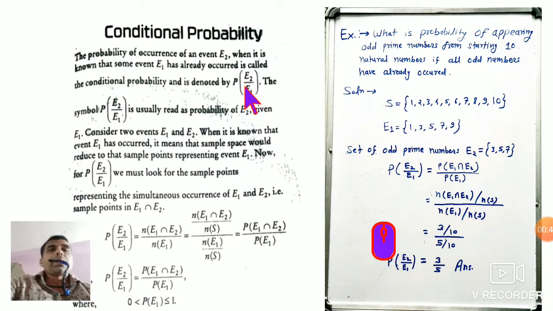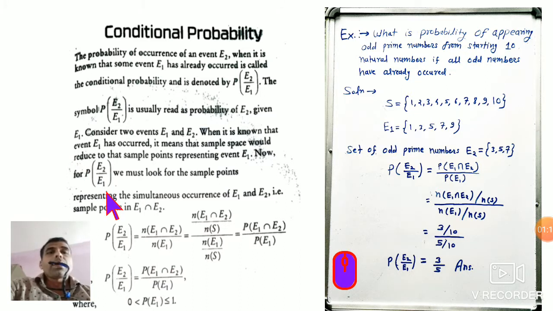So this is called conditional probability. Consider two events E1 and E2, when it is known that event E1 has occurred already. It means that the sample space reduces to the sample points representing event E1. The sample space is big, and it is reduced to E1, so it becomes the probability of E2 upon E1. So it's called conditional probability.